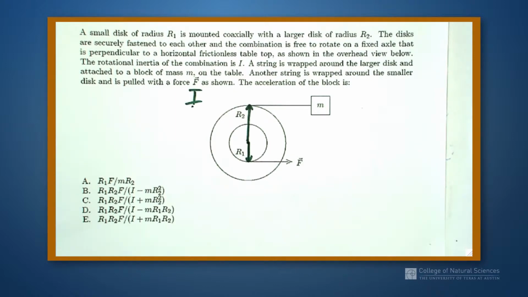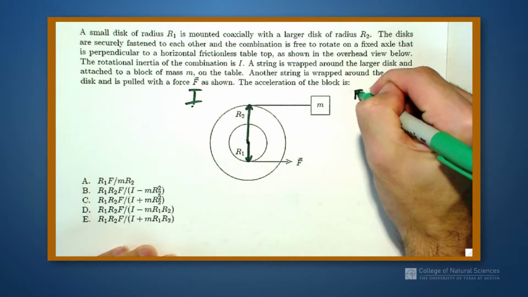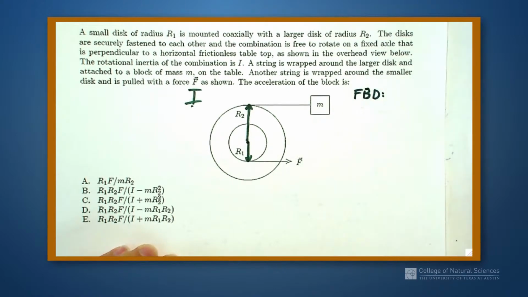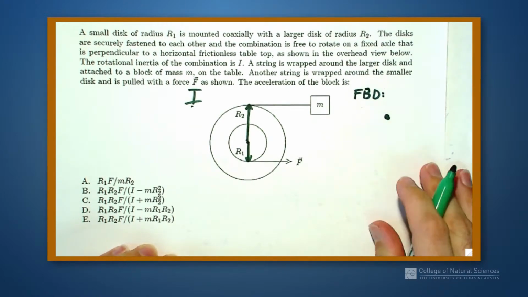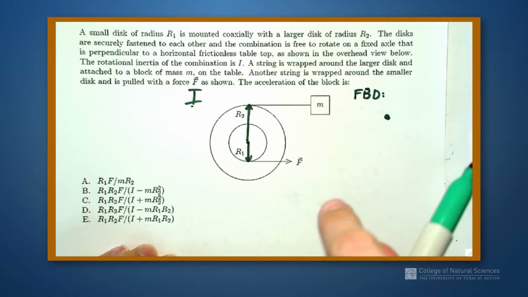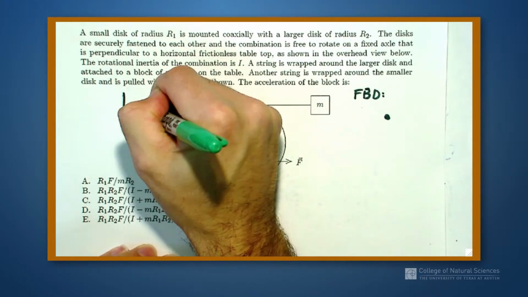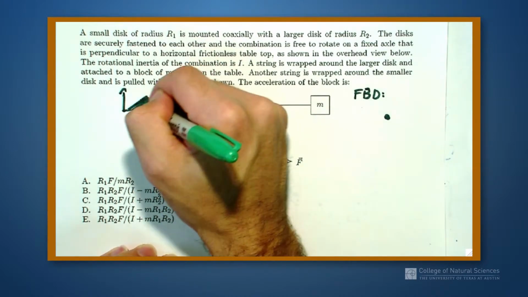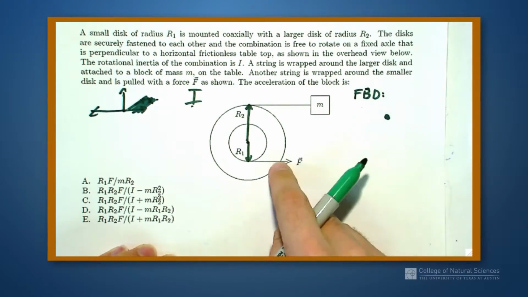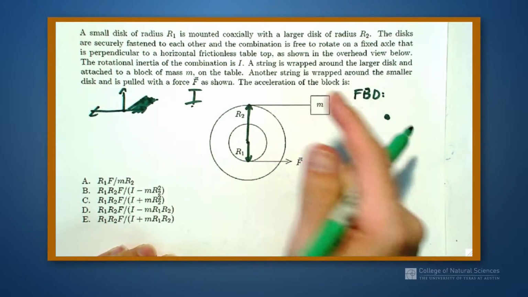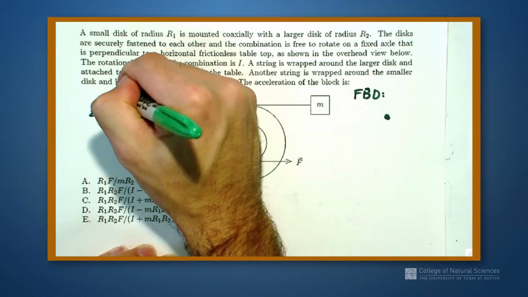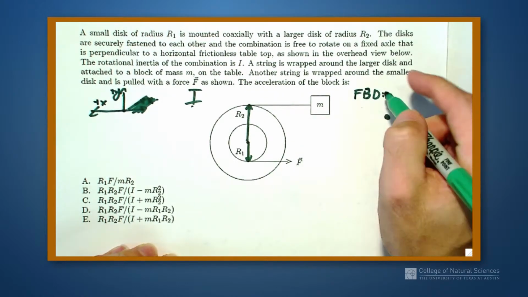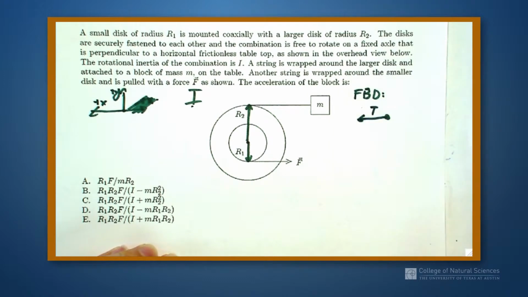Okay, what do we need to do? Well, if I want to know the acceleration of the block, chances are I'm going to need a free body diagram. I'm looking down on this thing. If I pull F, it's going to spin and this block is going to get pulled forward. So I'm going to do positive x this direction, positive y that direction. So my free body diagram has a tension force on it.